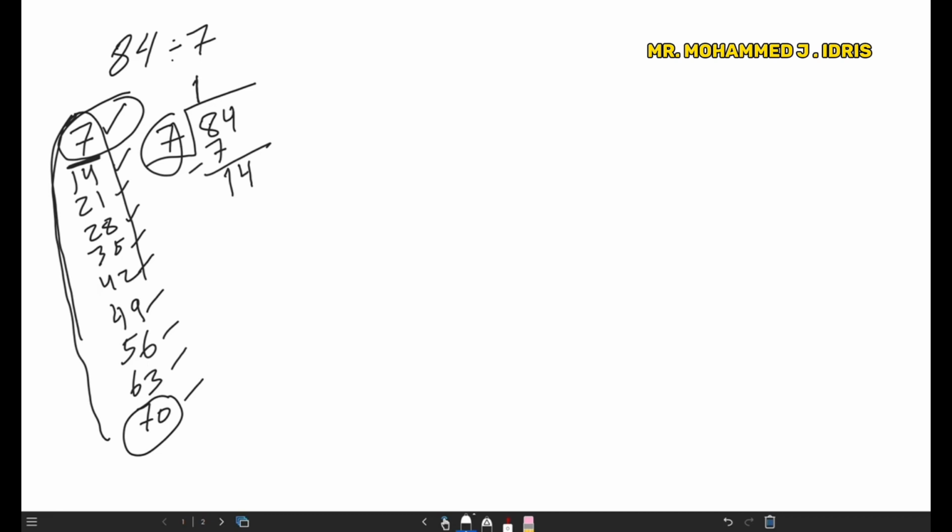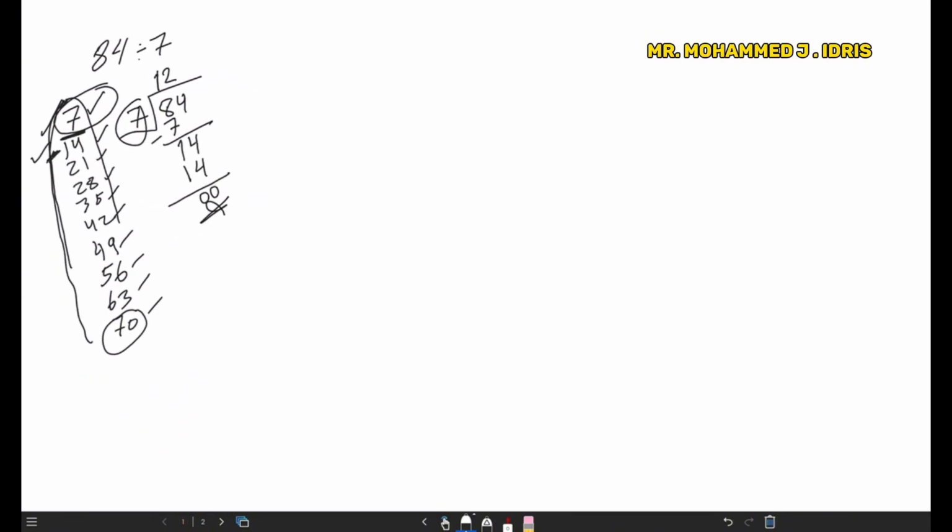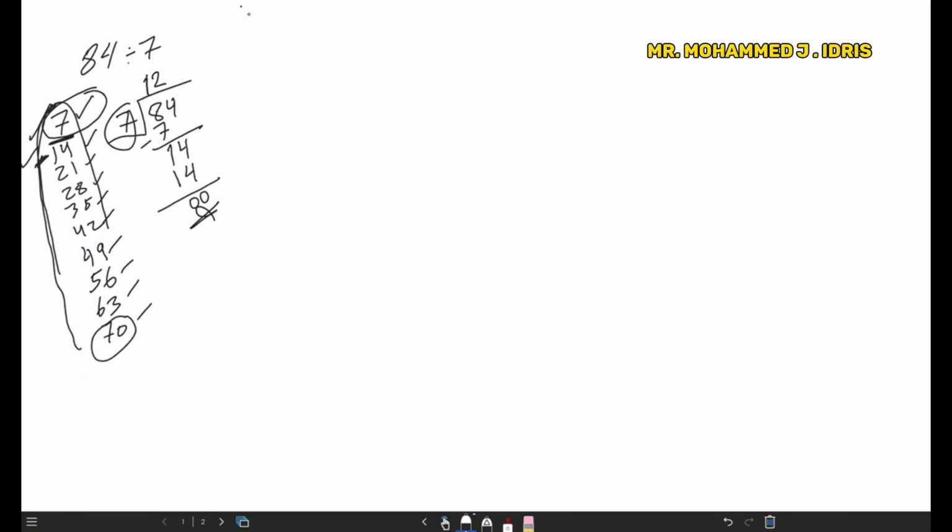So here, 14 divided by 7. Do I have 14 in these multiples? Yes, I do, exactly 14. This 14 comes from what? Multiplied by 2. So I write 2. Then we subtract: 14 minus 14 is 0. And we're done. That's the first one, which is considered an easy one. After this, I'm going to go to a bit harder one.